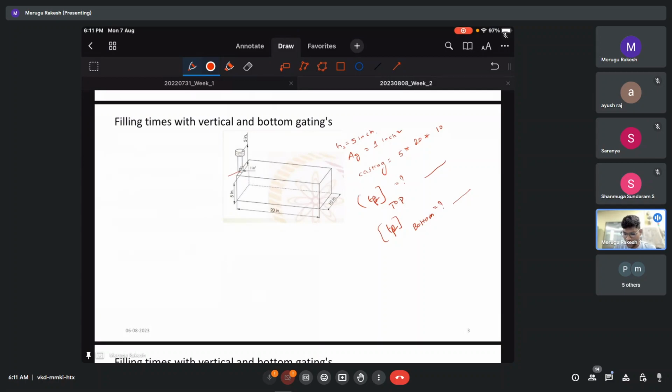Just try to find and give me these two answers. Then we can compare both of the things. Just take some 2 minutes. Then I will try to solve the problem.